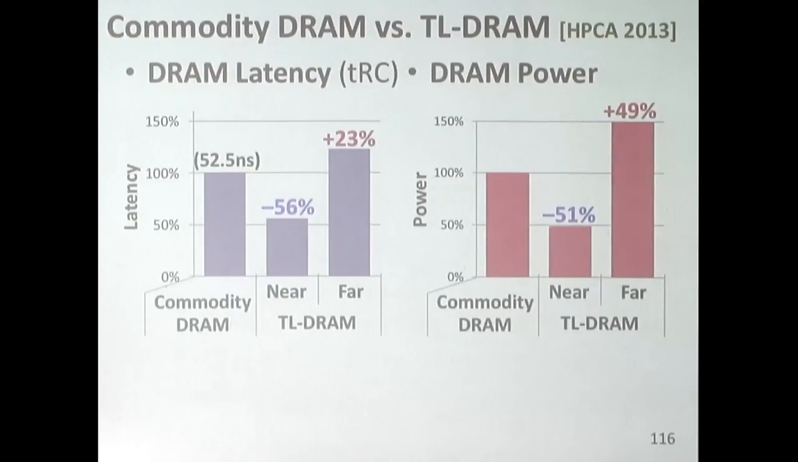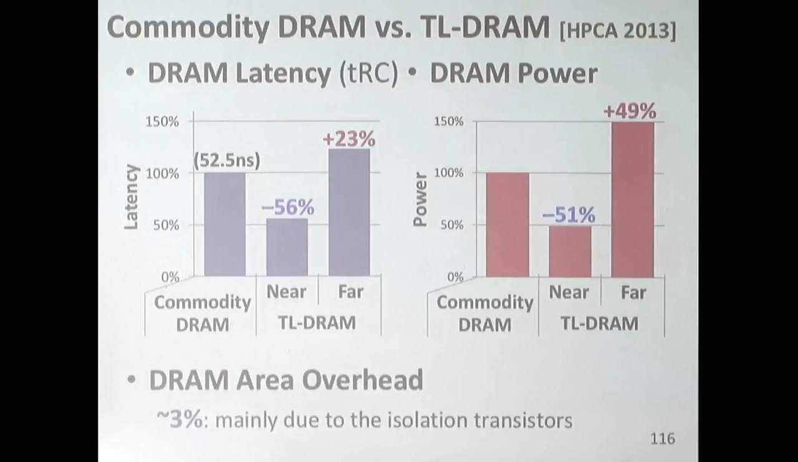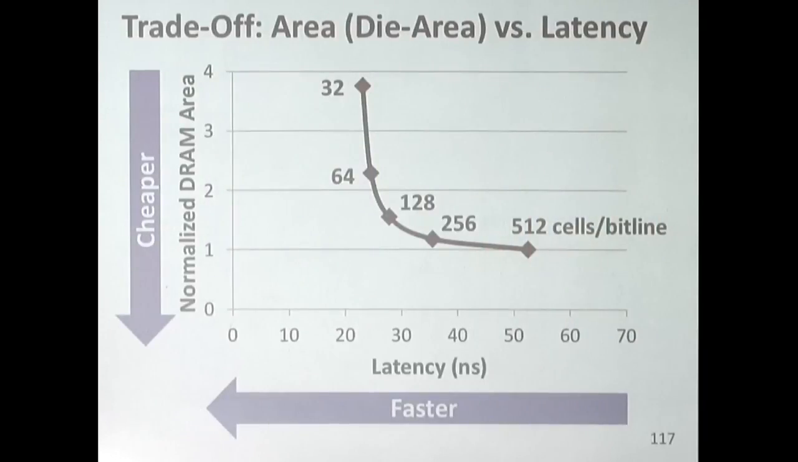But you gain power. If you keep data in the near segment, you gain power also. The power reduction is about 50% over here, but then the power increases in the far segment. The reason is, whenever you enable the isolation transistor, you have additional resistance in the bit line. That's why both power increases and your latency increases. And it turns out DRAM area overhead is about 3%. So 3% is not terrible, but not that great also. But again, you cannot get something without paying for something. So let's take a look at where this trade-off is now.